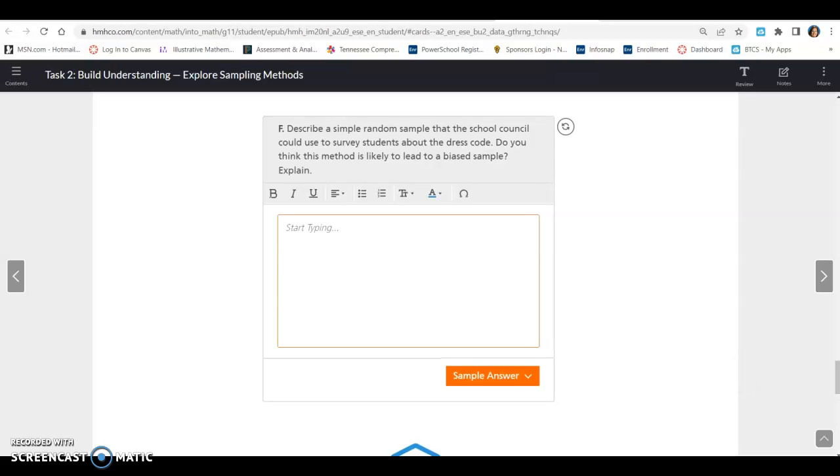Describe a simple random sample that the school council could use to survey students about the dress code. Do you think this method is likely to lead to a bias? So to describe a simple random sample, they could just randomly choose so many names, like 50 names or 100 names from the entire population of the school and do a survey that way. Would it be biased? It should not be biased. It is if it's truly random.